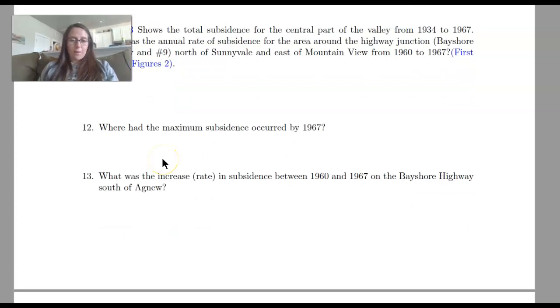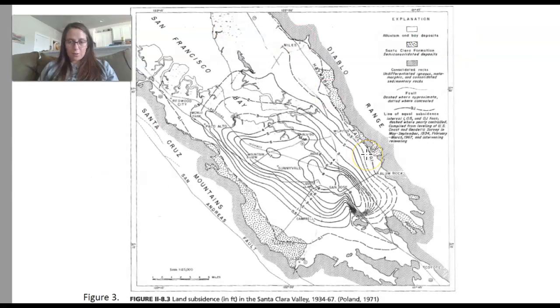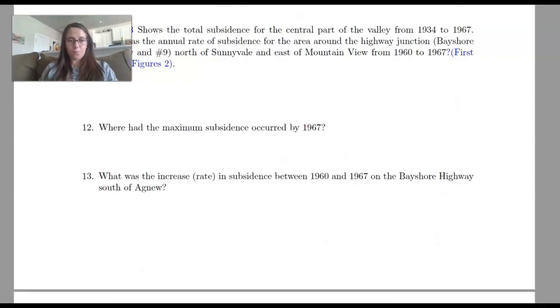Alright, so where had the maximum subsidence occurred in 1967? So you take the map and you see what the greatest contour number is, and then you find a location that is nearby that number, and basically you say if it's northwest, east, south of whatever place you find. Excellent.